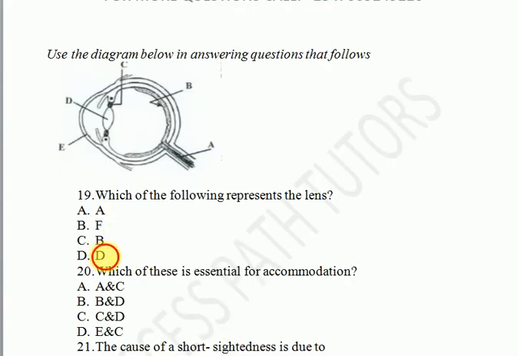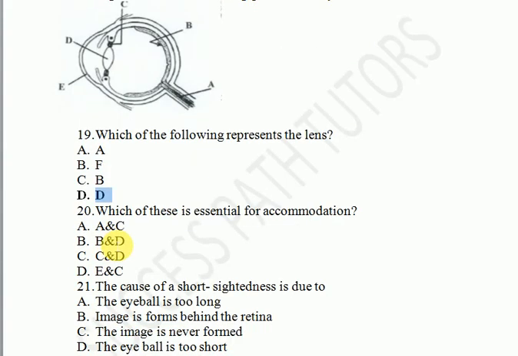That's D. Option D represents the lens. Which of the following are responsible or essential for accommodation, which means image formation? That will be the lens and, say, the suspensory ligament. So that should be, it's also important. That will be C and D. Yes.